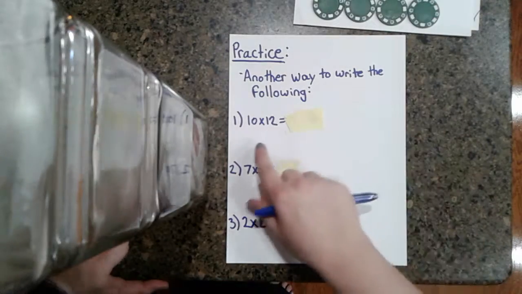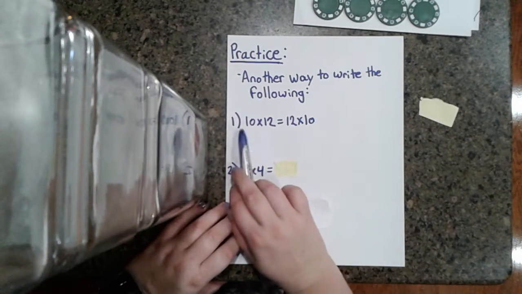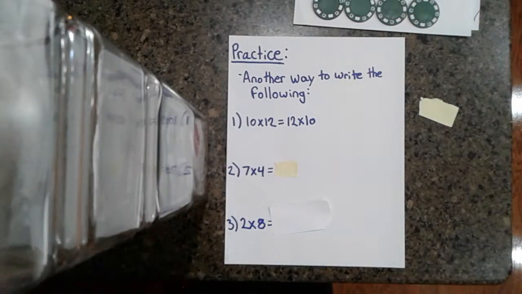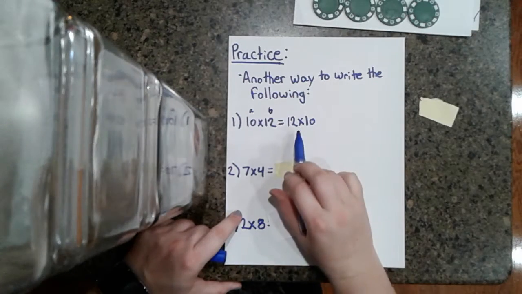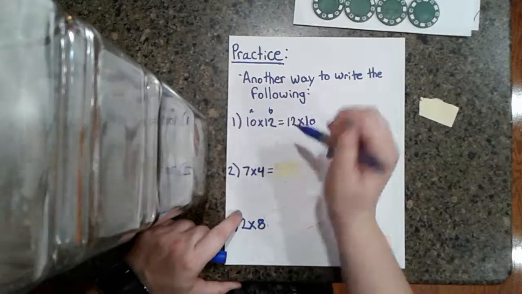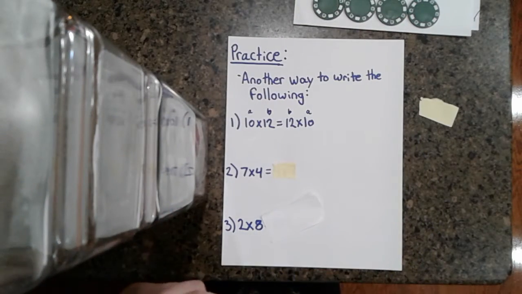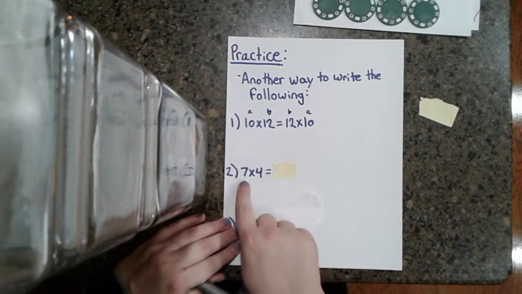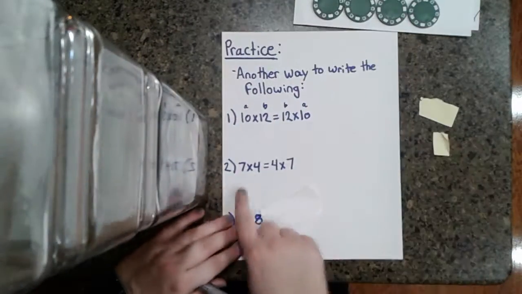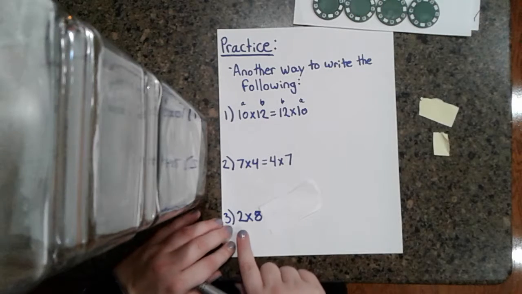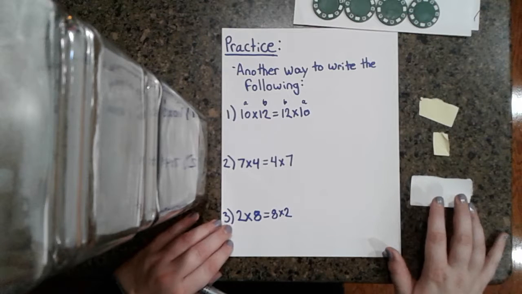Okay, so now we have 10 times 12 will equal 12 times 10. So this is our A and that's our B. We can go ahead and write those down, A and B. So now A times B equals B times A. Okay? Number 2 is 7 times 4, and we see that that is 4 times 7. Lastly, number 3 is 2 times 8 equals 8 times 2.